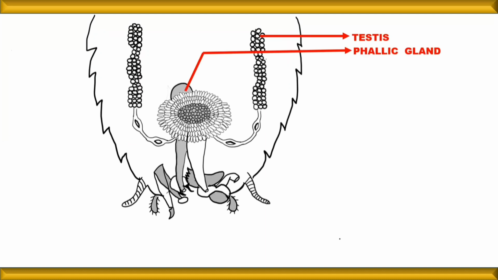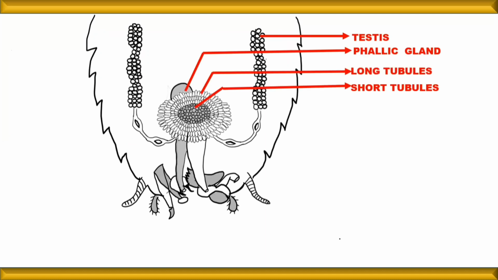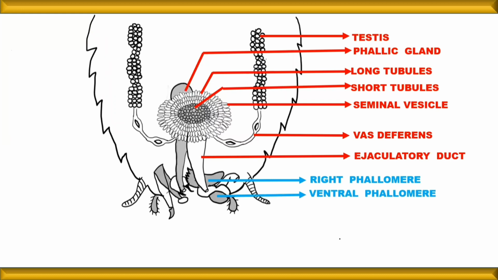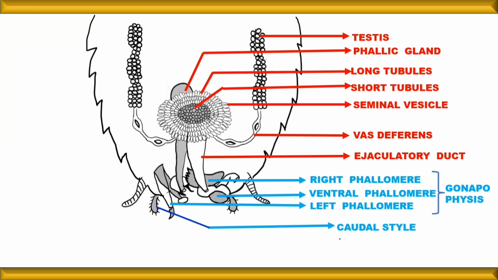Now it is time to label them. Testes, the phallic gland, the long tubules and the short tubules of the mushroom shaped gland. Also the seminal vesicles, the vas deferens, the ejaculatory duct, the right phallomere, ventral phallomere and the left phallomere together forming the gonapophysis. Yes, do not forget to label the caudal style and then the anal cercus.